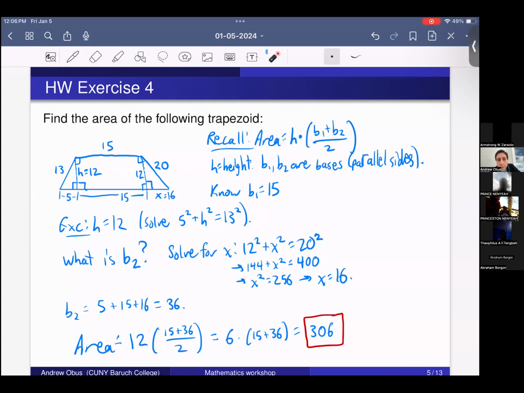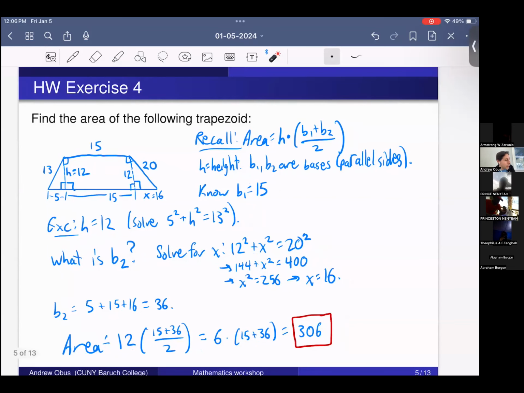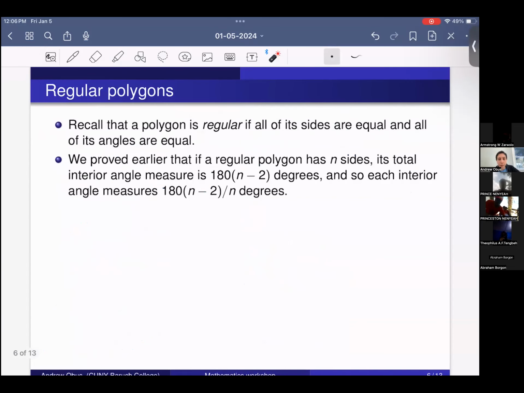Okay, so let's go on to a little bit of new material. I know we took a lot of time to do these problems, but I think it's important to go over them, especially some of the multi-step ones like this. Great. So I want to talk about regular polygons.